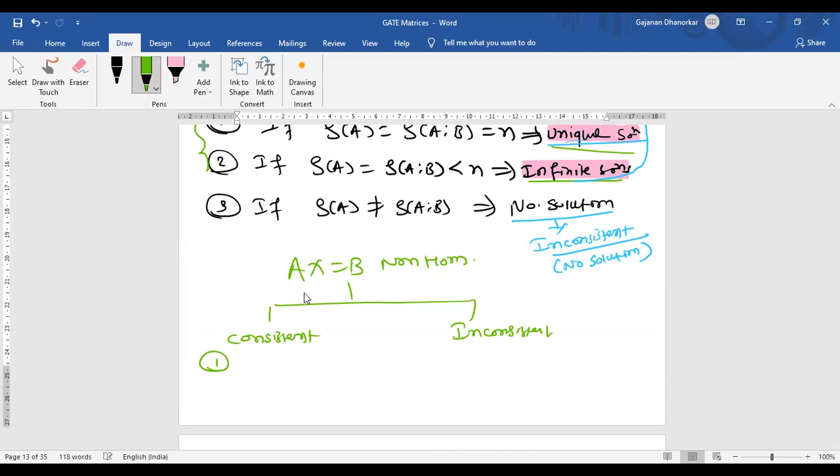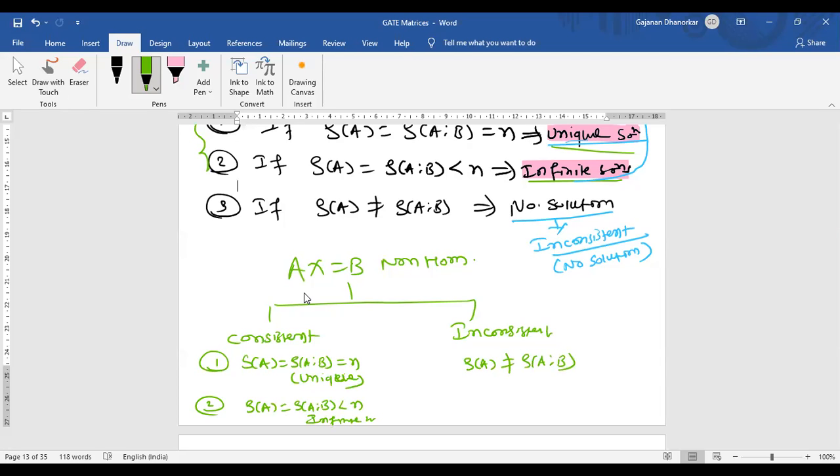If consistent, having this case: rank of matrix A is equal to rank of augmented matrix AB, which is equal to N. This is a unique solution. Second case, rank of matrix A is equal to rank of augmented matrix AB, which is less than N. There is only one case: rank of matrix A is not equal to rank of augmented matrix, having no solution. OK.